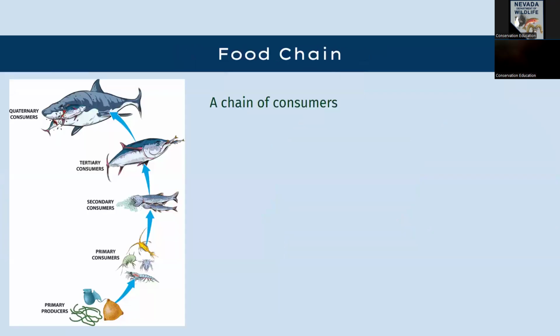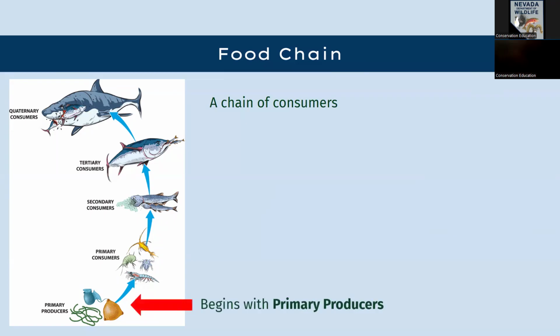Today we're going to be focusing, especially with trout, on what they eat and also what eats them. We're going to be focusing on something called a food chain. A food chain is a chain of consumers. When we talk about consumers, we're just talking about another animal or organism consuming another organism. Very simple in those terms. We're going to start from the bottom of our chain.